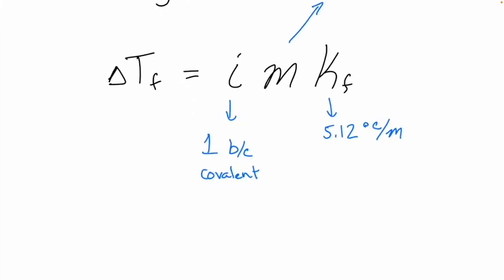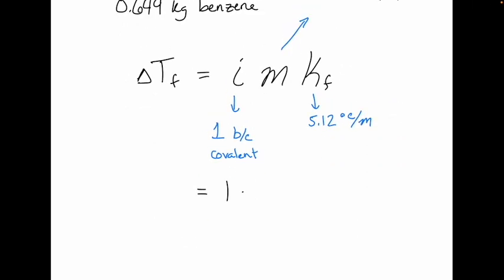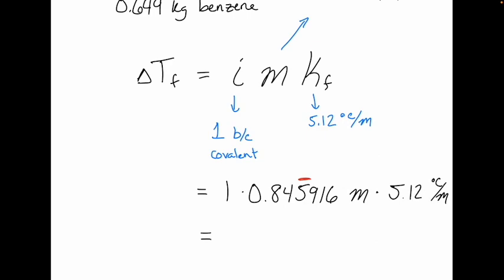So then I can just plug everything in. 1 times that value that I got for my molality, times that 5.12. All right, so plug that all in. I get 4.33109. Okay, what are my units? Degrees Celsius, right? Within my constant that I got, it was degrees Celsius per molal. So those molals cancel out. I'm left with degrees Celsius. And how many sig figs are there? 3. And then I'm done.